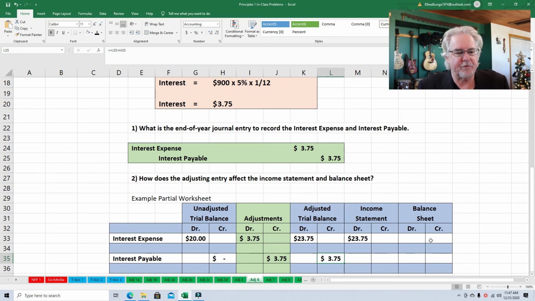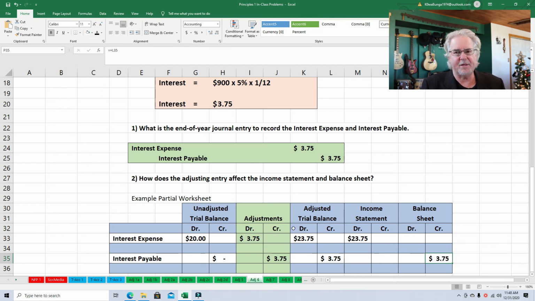So let's go over here to the balance sheet. So you might be wondering, well, do I put it under the debit column or the credit column? Aren't these debits and credits supposed to balance? Well, all you do is, since this is a credit balance under the adjusted trial balance here, just move it over here to the credit side there. That's all you do. And you might say, well, my debits and credits don't seem to balance here.